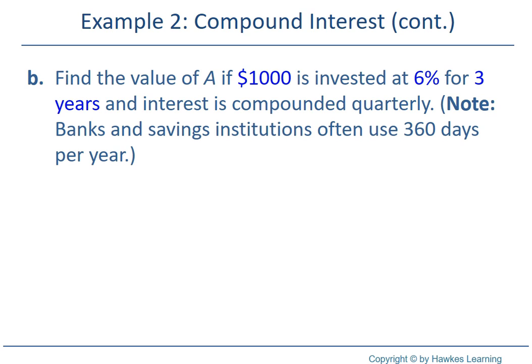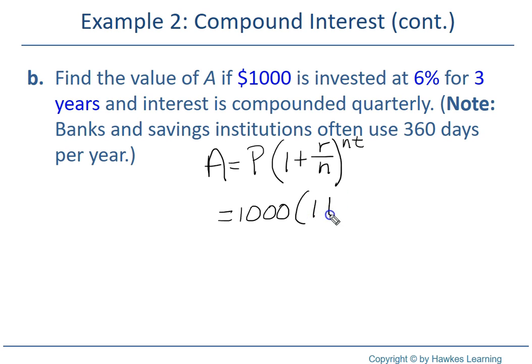Now, as we go into Part B of example 2, and you want to write this down, we have a new investment, and the formula was A equals our principal times 1 plus the rate over the number of compounded times per year, and then n times the number of years, t. So in this case, it's going to be 1,000 times 1 plus the rate is 6%. So I'll change that to 6%.